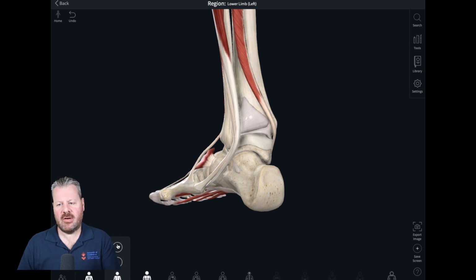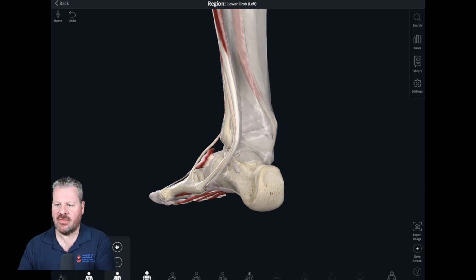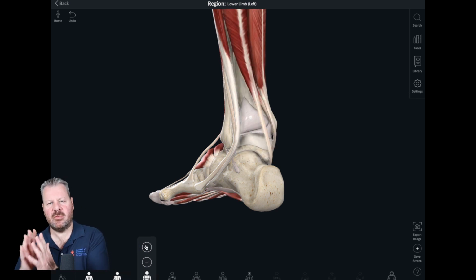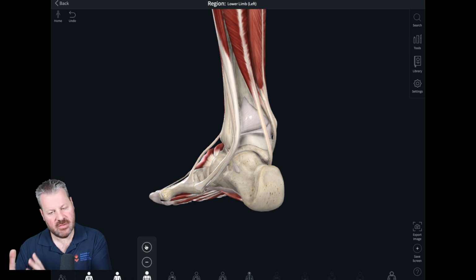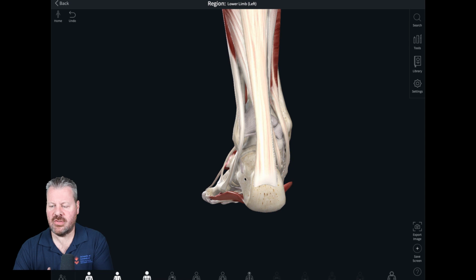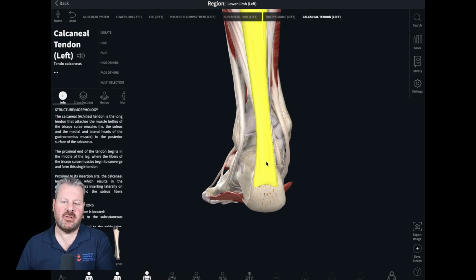You'll see that there are, again, like the upper limb, we've separated the posterior, the anterior, and lateral compartments. The deeper layer of muscles have a function, the intermediate layer of muscles have a function, and the superior, or the most superficial layer of muscles have a function. Most people will be familiar with the large tendon at the back. This is the calcaneal tendon, which is also known as the Achilles tendon.